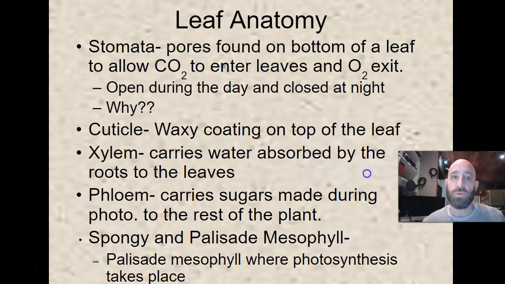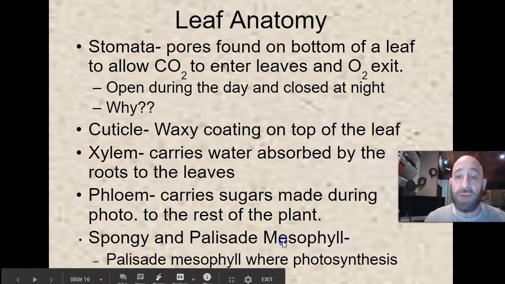And the xylem is what carries water from the roots up to the leaves. So there's xylem, which is basically a vessel which uses diffusion, high to low concentration, osmosis, and also capillary action to bring water all the way up from the roots to the leaves. And then the phloem is the other type of vessel that takes the sugar that gets made during photosynthesis to the rest of the plant. So think of the phloem as what carries the sugar made in the leaves to the rest of the plant.